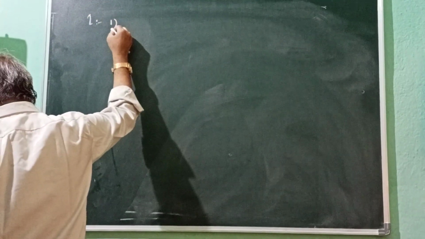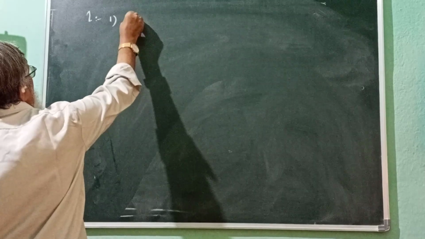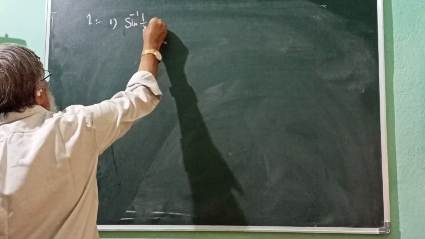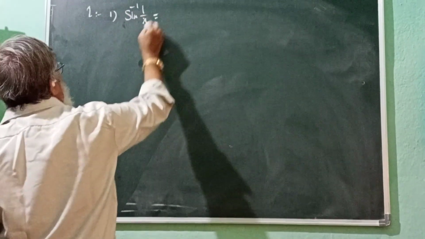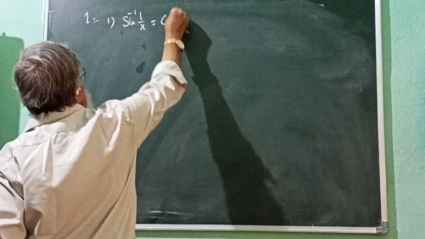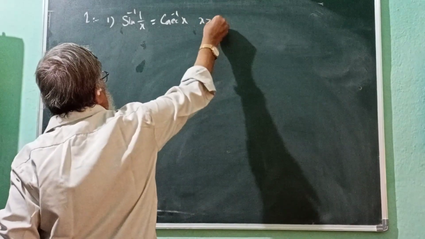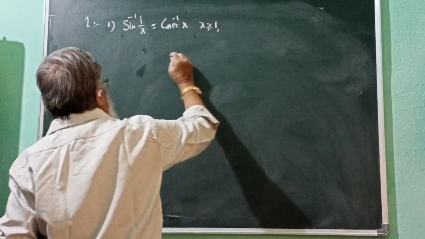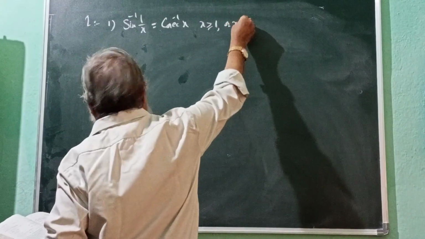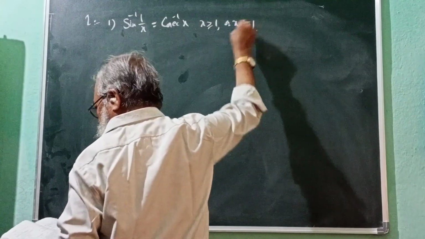Four sets of formulas to put, which are the elementary formulas of the inverse functions. Let us take the first set of formulas. First one is sine inverse 1 by x is equal to cosec inverse of x, where x is greater than or equal to 1 or x is less than or equal to minus 1.